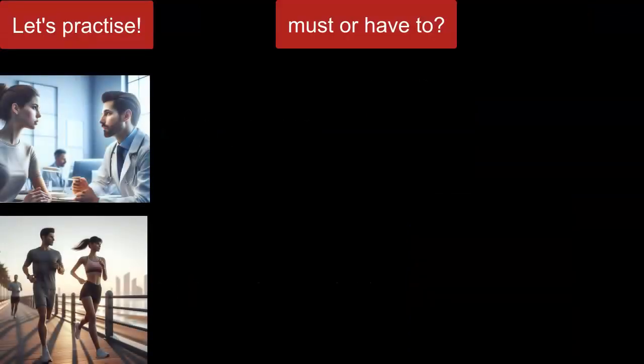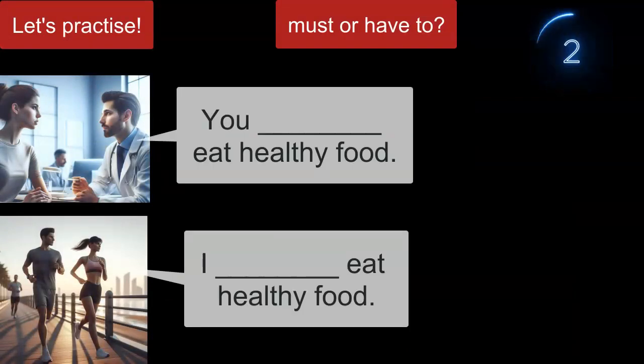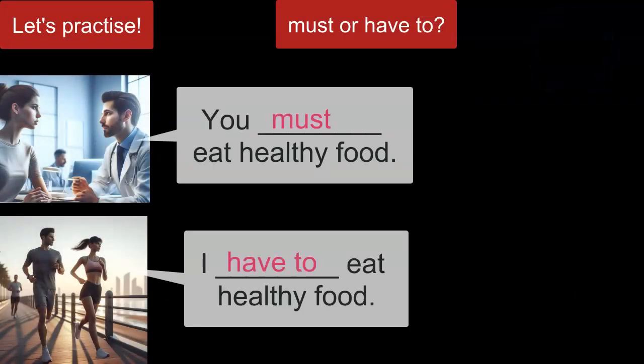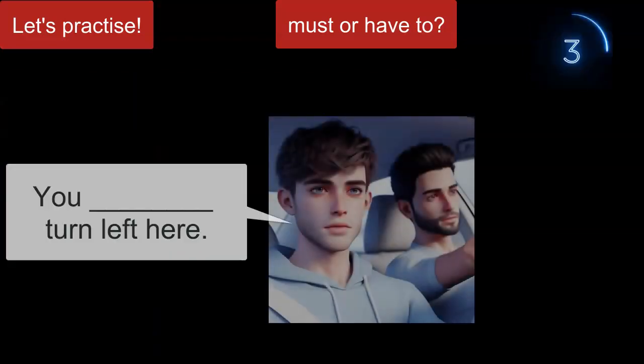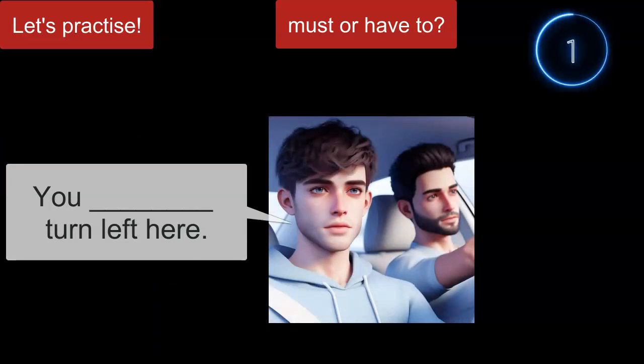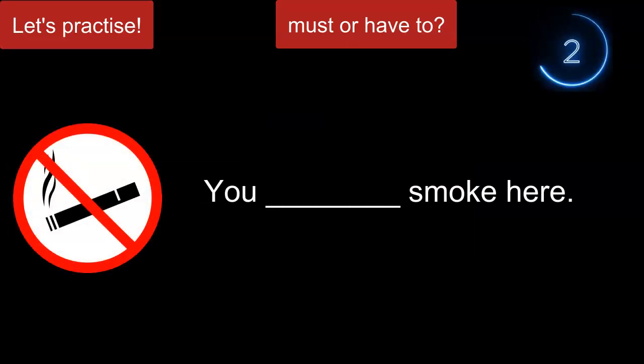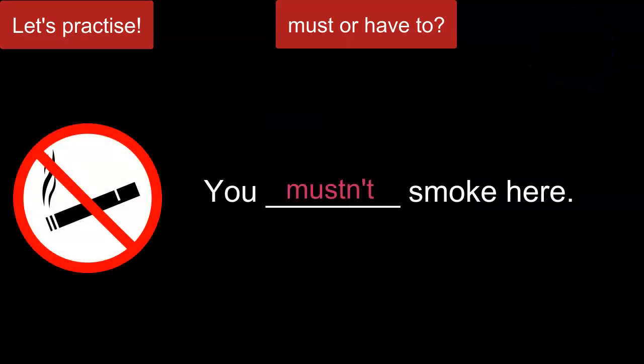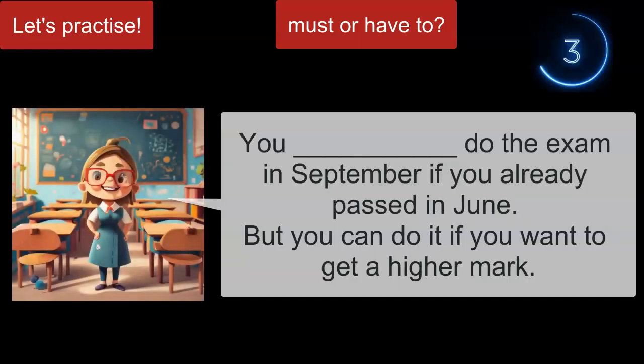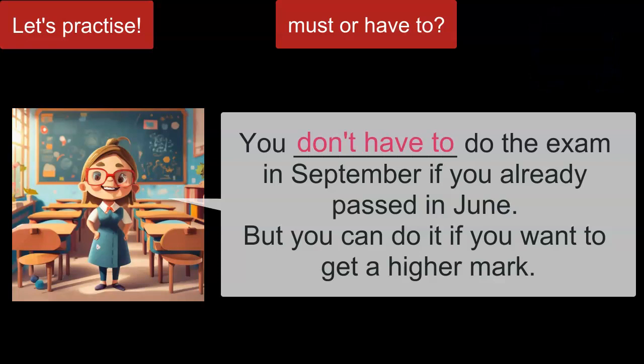Okay, let's practice. You must eat healthy food. I have to eat healthy food. You have to turn left here. You mustn't smoke here. You don't have to do the exam in September if you already passed in June, but you can do it if you want to get a higher mark.